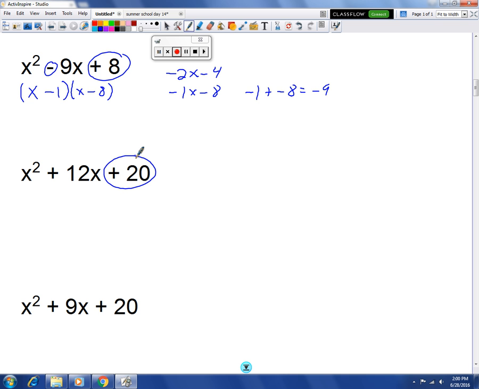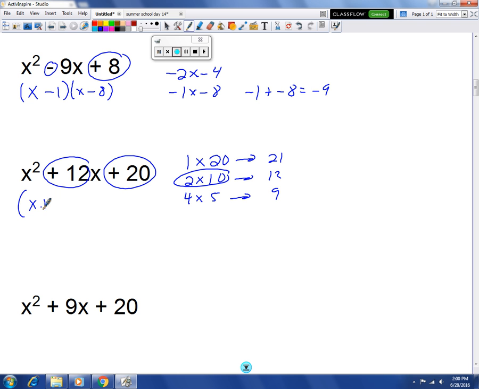A positive 20. Okay, so we have bigger numbers. The bigger the numbers, the more ways we can multiply. 1 times 20, 2 times 10, 4 times 5. Okay? These add up to 21, these add up to 12, these add up to 9. Alright, we got a 12 in the middle, so we're going to use 2 and 10. x, okay, it's a positive 12, so I'm going to use a positive 2 and a positive 10.